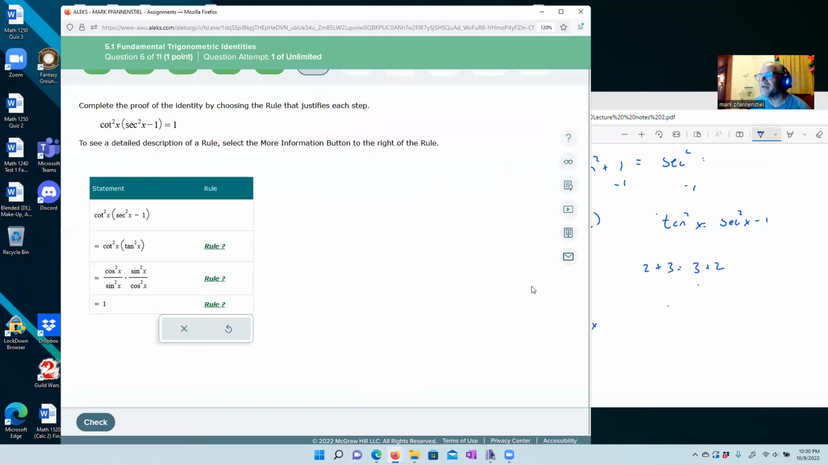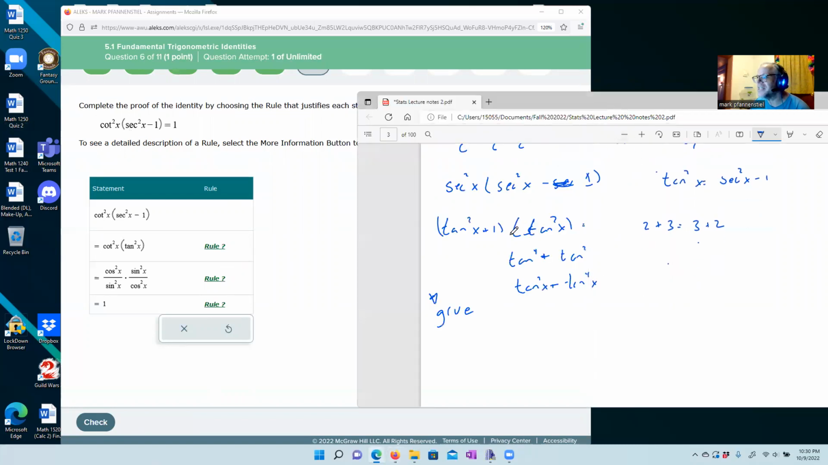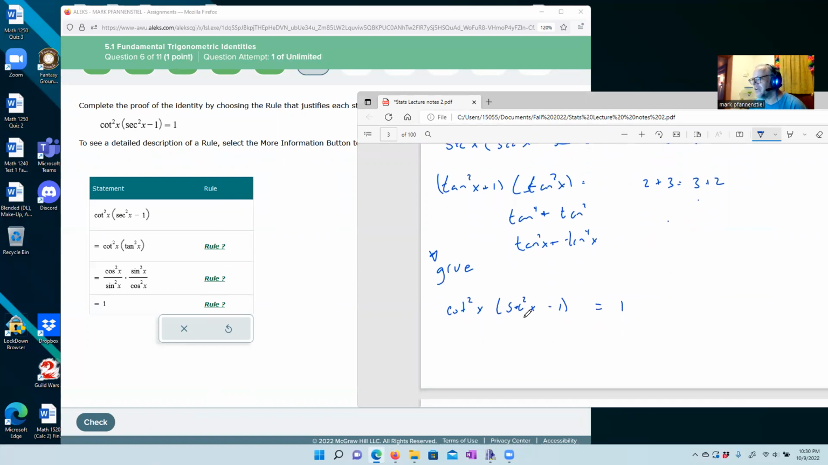Okay, so here we have cotangent squared and secant squared minus 1 is equal to 1. Again, not an equation. That's a couple of sections later. This is an identity. So we want cotangent squared x times secant squared x minus 1 is equal to 1. So what I want to do here is say, oh, look at this. We are going to want to get 1 on the left-hand side here. You could start with the right-hand side too, but I think that looks a little bit more complicated.